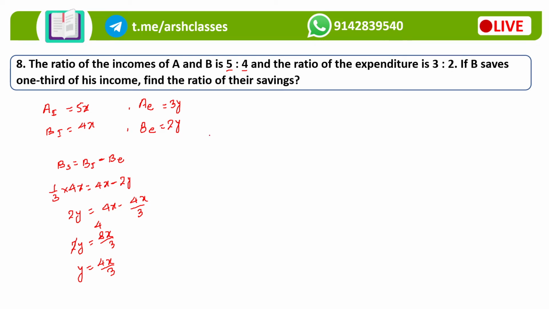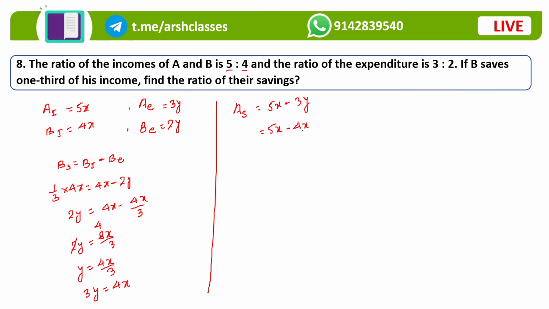The question is, find the ratio of their savings. You can see that B's saving is already in terms of x, 2x upon 3. If we calculate somehow A's savings in terms of x, then our job is done. Sure, A's savings is nothing but A's income, which is 5 times of x, minus A's expenditure, which is 3 times of y. You can see, guys, if you take 3 this side, you will get 3 times of y is 2 times x. So here we can put 3 times of y is 2 times of x, 5x minus 2x, and that is it. So the question is, find the ratio of their savings. So the ratio of their savings will be A's savings upon B's savings.